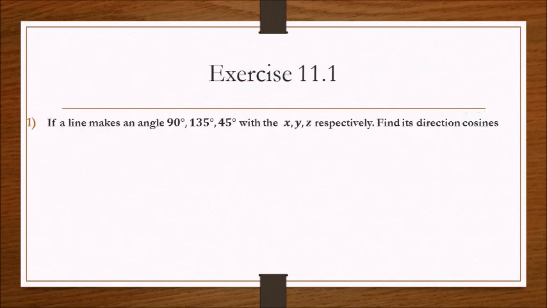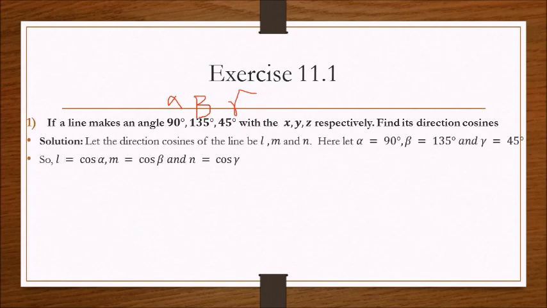Exercise 11.1. If a line makes an angle 90 degree, 135 degree and 45 degree with xyz axis respectively, find its direction cosines. So this is a straightforward question. They have given alpha, beta, gamma. What we have to do, we have to find the direction cosines. So direction cosines, we are taking to be L, M and N. Then alpha is nothing but 90 degree, beta is 135 degree, gamma is 45 degree. So we have L equal to cos alpha, M equal to cos beta and N equal to cos gamma.